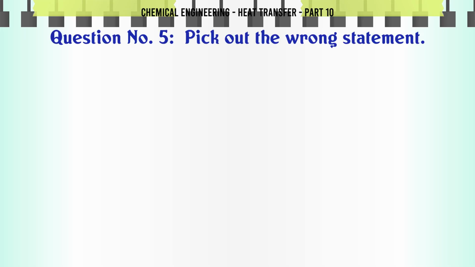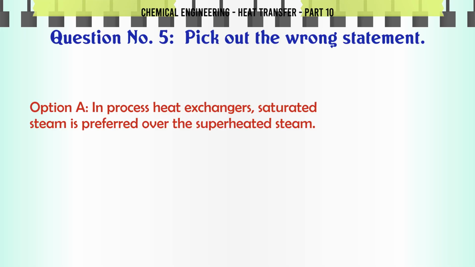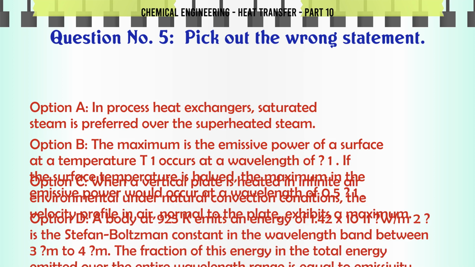Pick out the wrong statement. A. In process heat exchangers, saturated steam is preferred over the superheated steam. B. The maximum emissive power of a surface at a temperature T1 occurs at a wavelength of λ1. If the surface temperature is halved, the maximum in the emissive power would occur at a wavelength of 0.5λ1. C. When a vertical plate is heated in infinite air environment under natural convection conditions, the velocity profile in air normal to the plate exhibits a maximum.